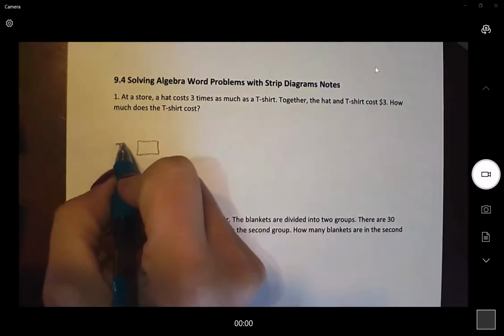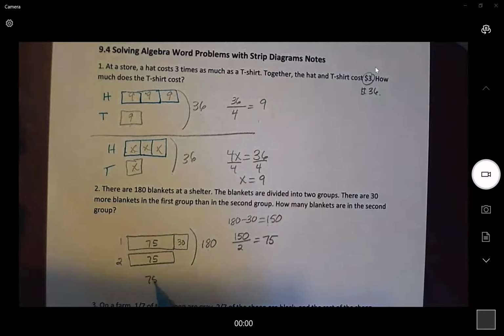So here, because we have 2 equal parts, what we want to do is go ahead and just subtract this value from here. So we want to begin by taking 180 minus 30, and that's 150. So these 2 parts equal 150. Once I know that I have equal parts, then I can take that 150 and divide it by 2, and that's going to equal 75. So that means this is 75 and this is 75. The question says, how many blankets are in the second group? So the answer is 75 blankets.